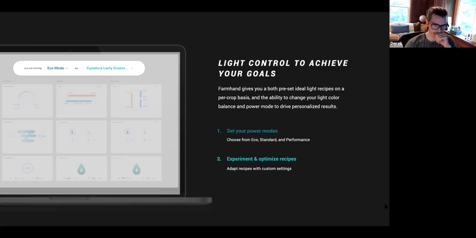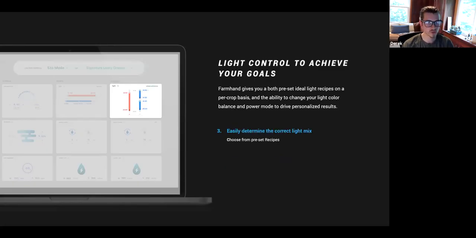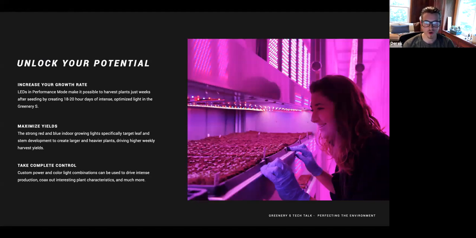All of these features give you complete control to unlock your plant's full potential, whether that be by kicking your farm into that performance mode to be able to harvest just weeks after seeding and speed up that development of that plant, fine-tune your energy consumption to meet your budget or to run off renewable, like I mentioned, or customizing the color intensity of your LEDs to drive production or coerce certain and unique characteristics out of your plants. And of course, there's much, much more that farmers are continually discovering every day.